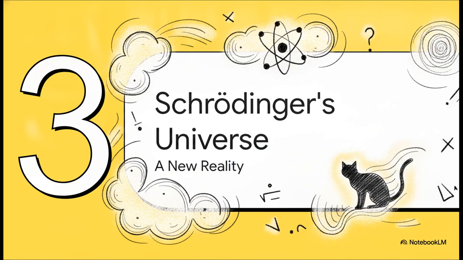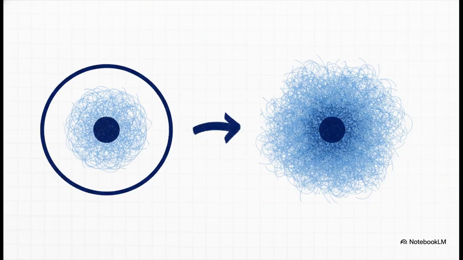Which brings us to Section 3, Schrödinger's probable universe, a new reality. Now, instead of fighting this uncertainty, Erwin Schrödinger totally embraced it using some highly advanced math. His wave equation proved we had to completely abandon Bohr's idea of fixed planetary orbits. I mean, if we can't know the exact path of an electron due to Heisenberg's uncertainty principle, we have to think in terms of probability.